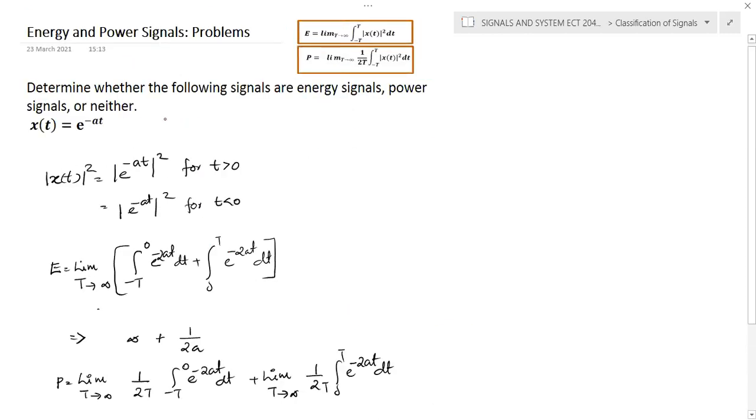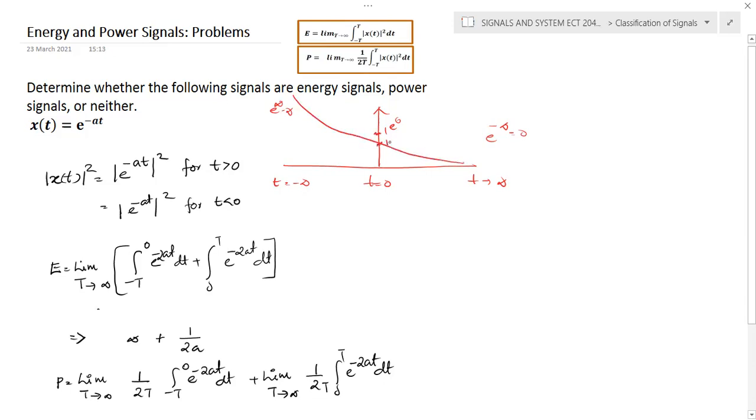So now we can discuss another question. In this particular question, you can see that there is no u of t term. It's simply e raised to minus at. If it is simply e raised to minus at, it's an exponentially decaying signal. At t equal to 0, it's e raised to 0, which is equal to 1. And at t tending to infinity, it becomes e raised to minus infinity, which is equal to 0. And when t is tending to minus infinity towards the left side, it becomes e raised to infinity, which is equal to infinity.